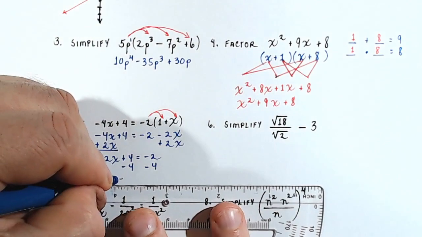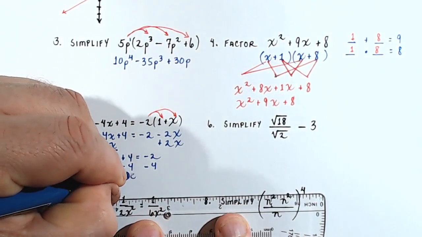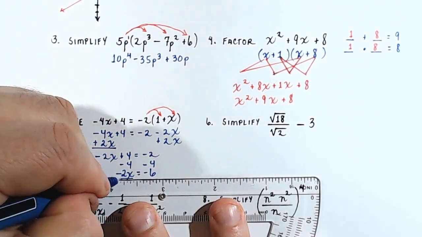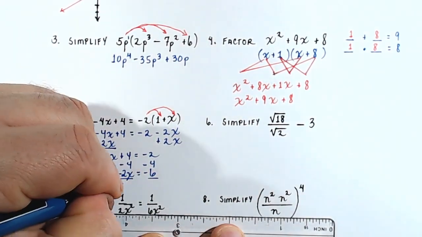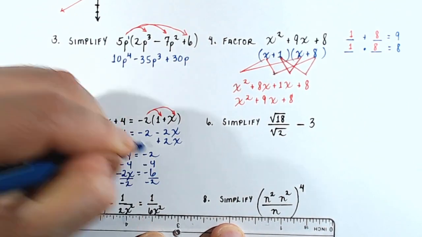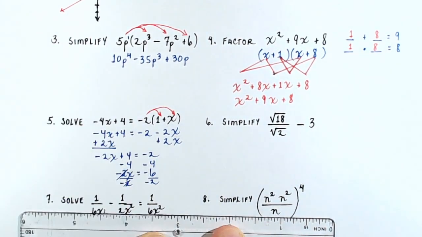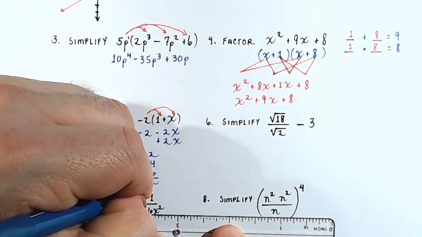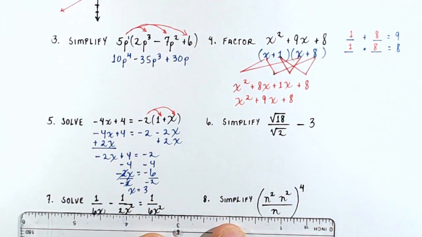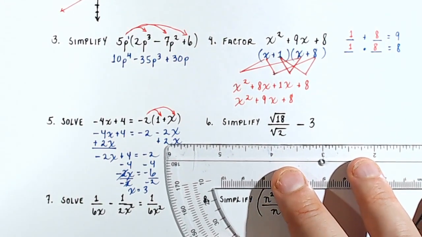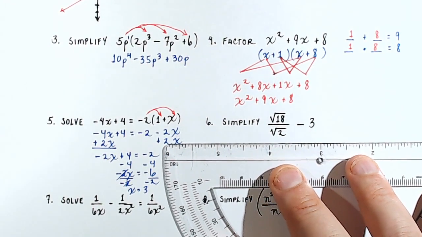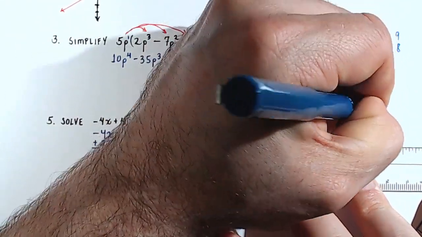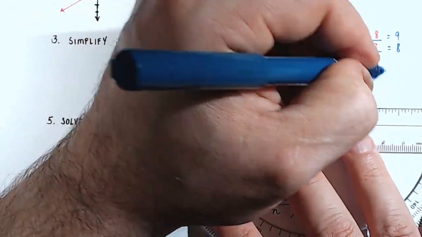Okay, so negative 2x equals negative 6. And to get x by itself, I just divide both sides by negative 2. The negative 2's cancel on the left, so I get x by itself equals negative 6 over negative 2, which is positive 3. So x equals 3. Okay, simplify. We're given radicals here. So we've got the prime factor square root of 18. So we're going to say square root of 18.